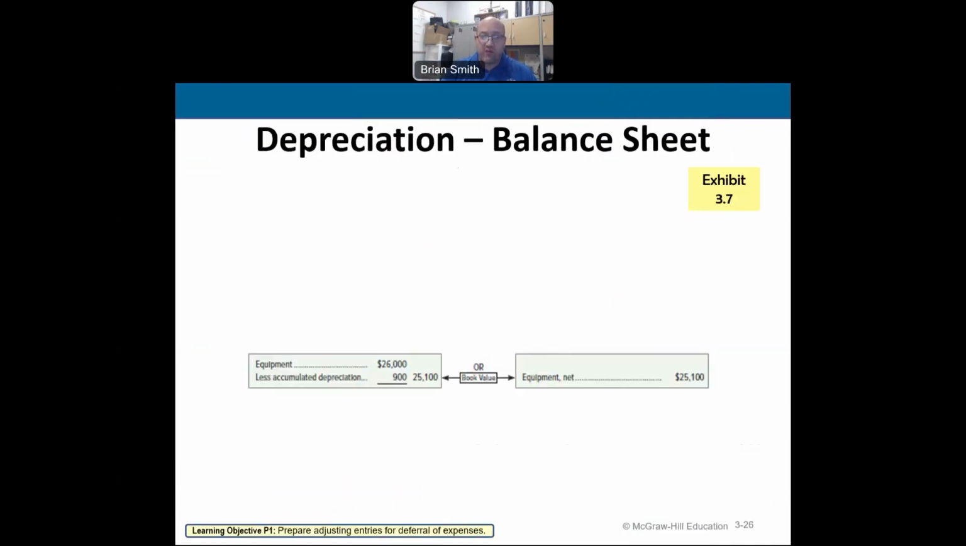And now let's look at it from the balance sheet perspective. You can either show that you have equipment valued at $26,000 and that you have accumulated depreciation currently at, in this case, $900, and that you have what's called a book value of $25,100. Now you can do it the way I just described, or you can just simply say, I have equipment and its net balance or book value balance is $25,100.